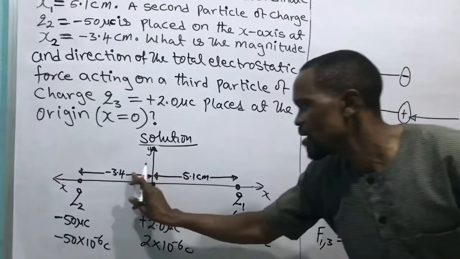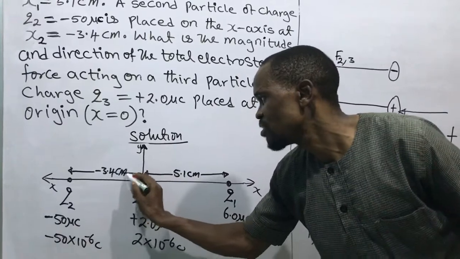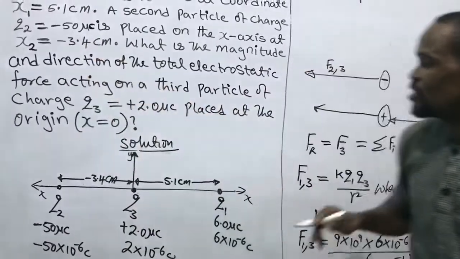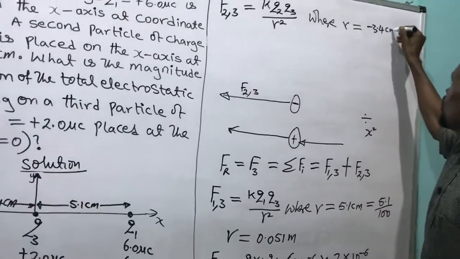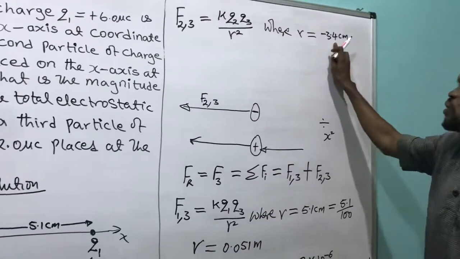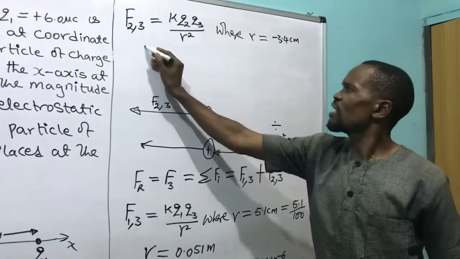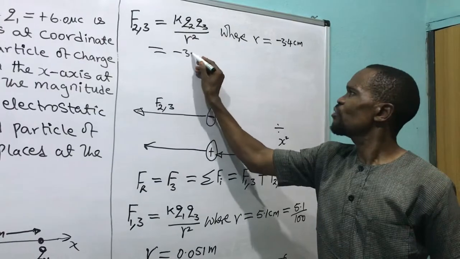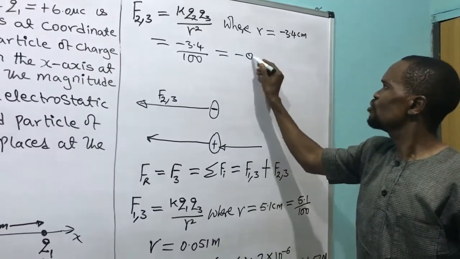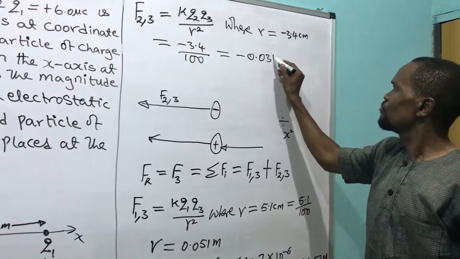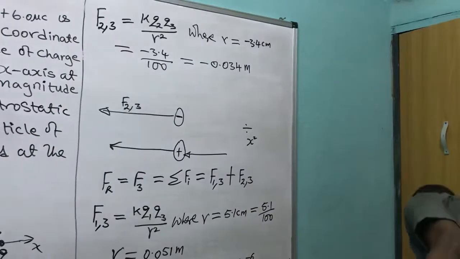3.4 cm. Remember, it's in cm. You have cm, according to the question. So you will have minus 3.4 cm. Will I use this? No, I can't use this because it's a mixed unit. I will not convert it. I'll have minus 3.4 divided by 100, and that gives me minus 0.034 meter. Then when I have done that, I have to substitute my value.